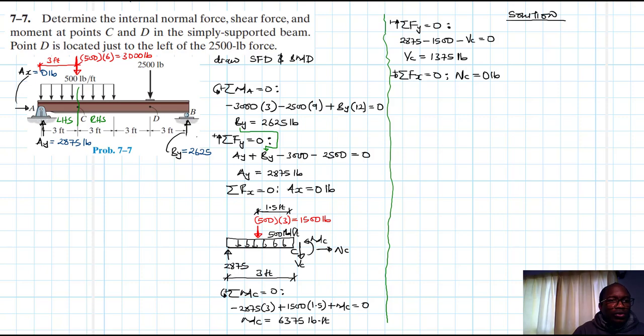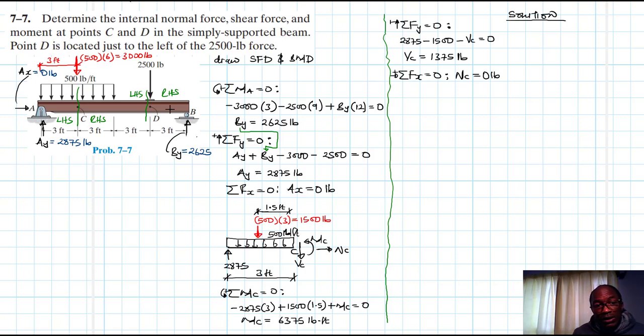So let's move on to D. And here they've told us we need to mind because shear will be different on either side of D. So they've told us to find the internal forces to the left of the load 2500. So this is to the left here. Okay. So this is the left hand side and this is the right hand side. Which one are we going to go for? The simplest. Of course, we'll go with the right hand side, right?